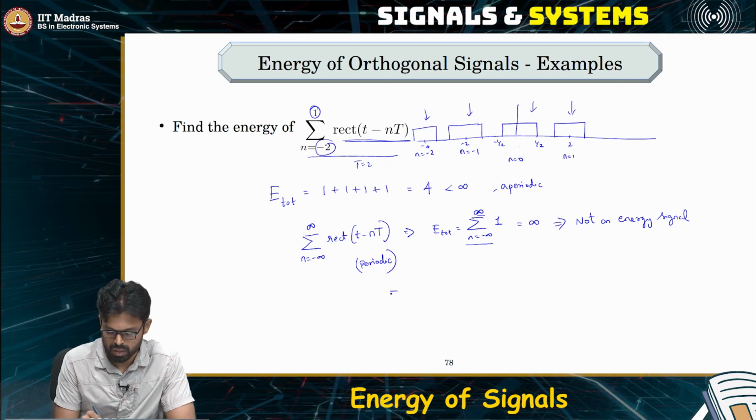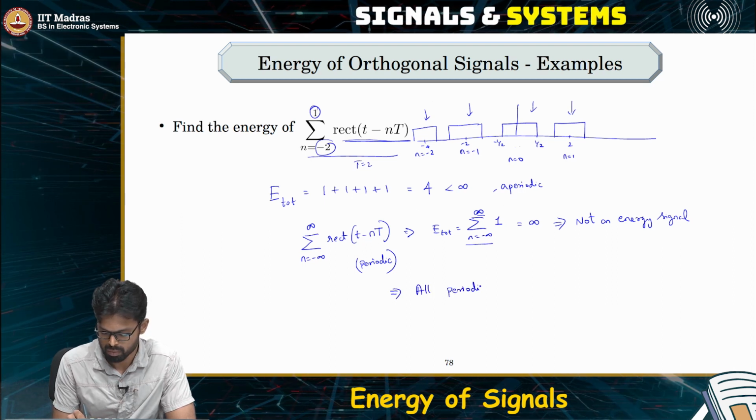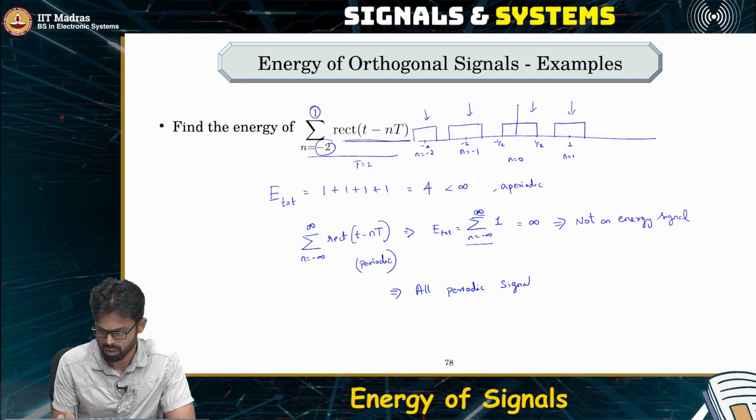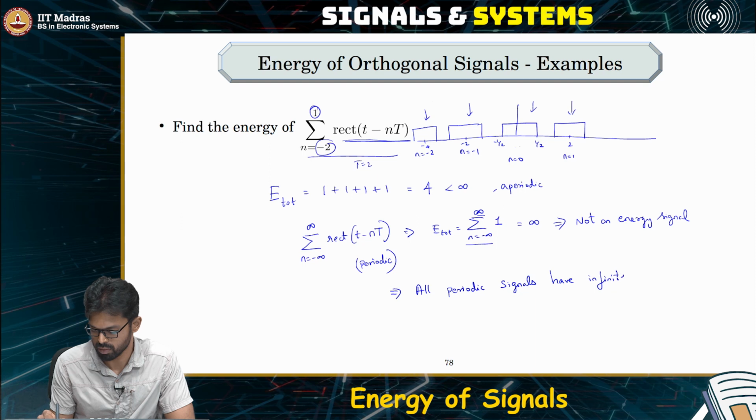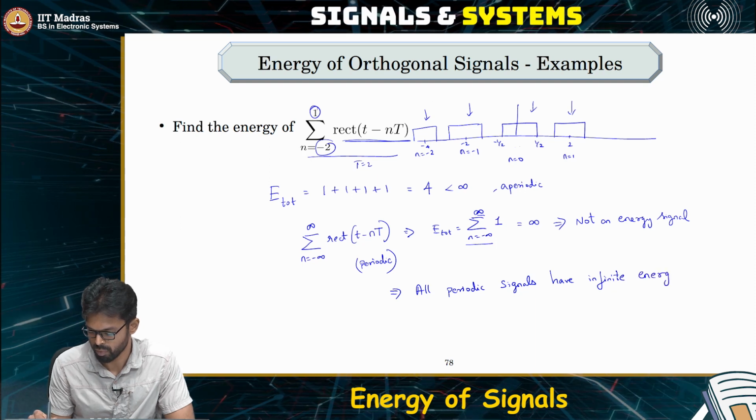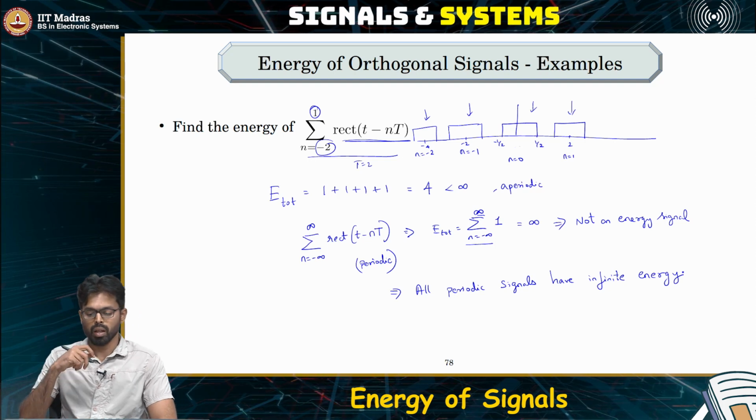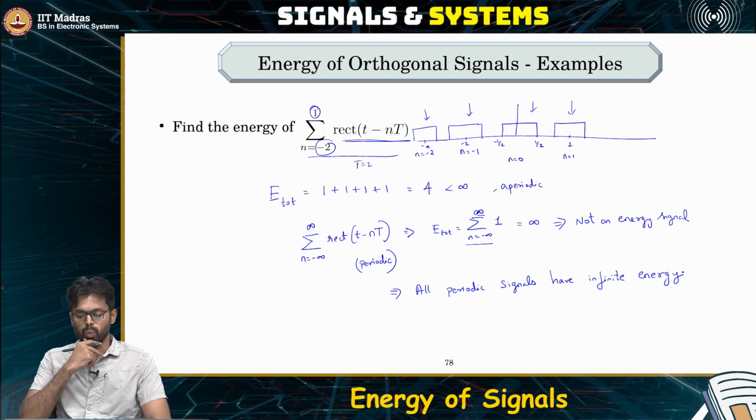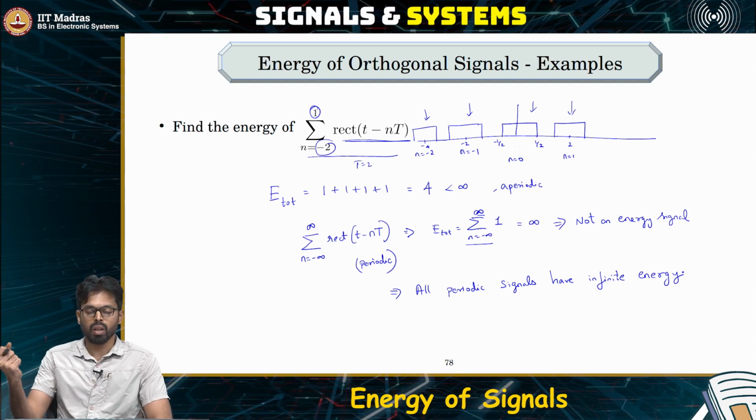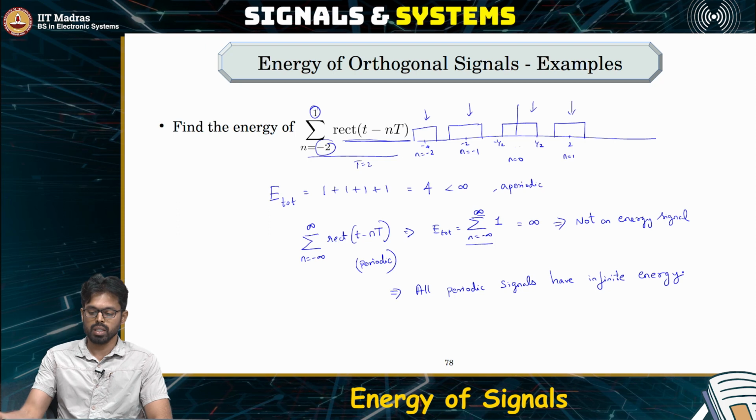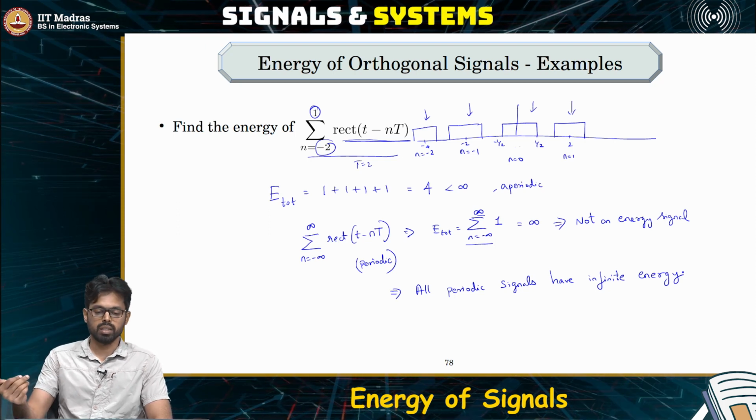So this means all periodic signals have infinite energy. So all periodic signals are not energy signals. Okay? So if this is the case, then what is the property that we can use to measure or quantify periodic signals or signals that have infinite energy? So we define something else and we call that as the power of the signal.